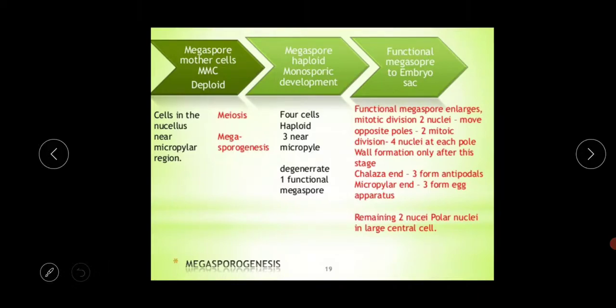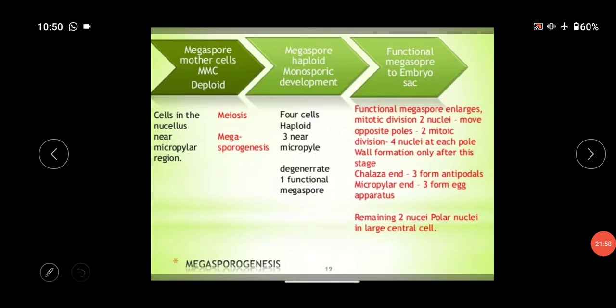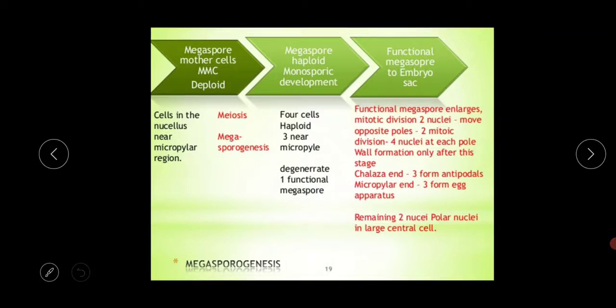So this is the schematic diagram of the megasporogenesis, the schematic pathway of the megasporogenesis. What happened? That MMC is there. This MMC is diploid in nature, because each and every mother cell is diploid in nature. Otherwise we cannot get any haploid cell after the meiotic cell division, because we all know in meiosis cell division the chromosome number becomes half. So this megaspore mother cell happens in the nucellus region, and after the meiosis we are getting 4 haploid cells.